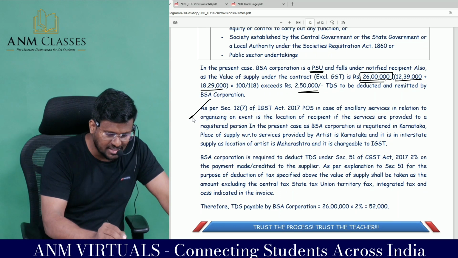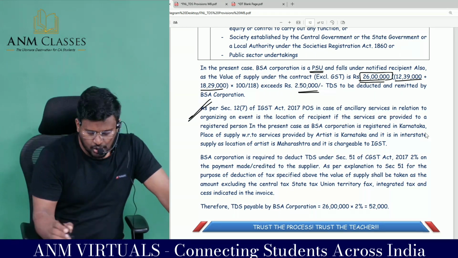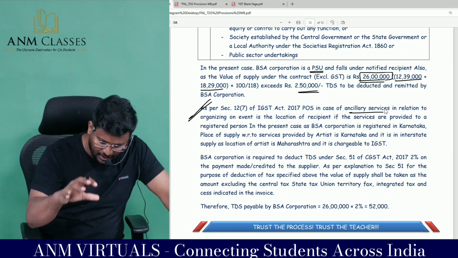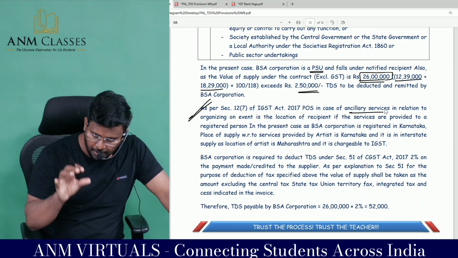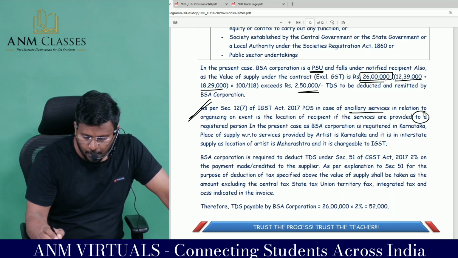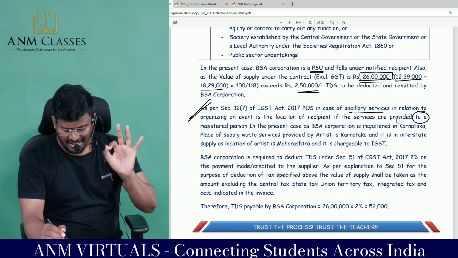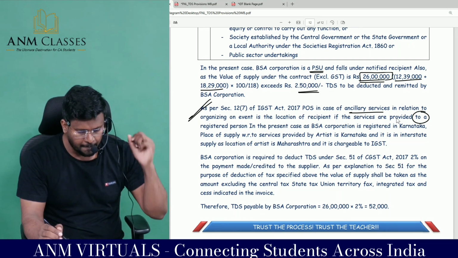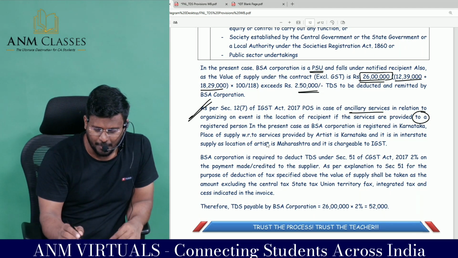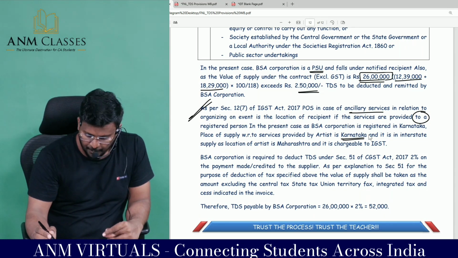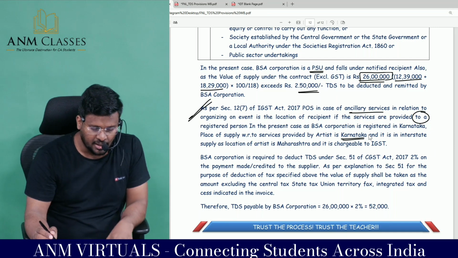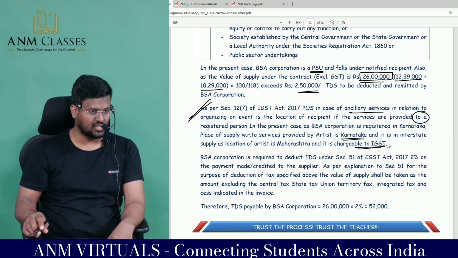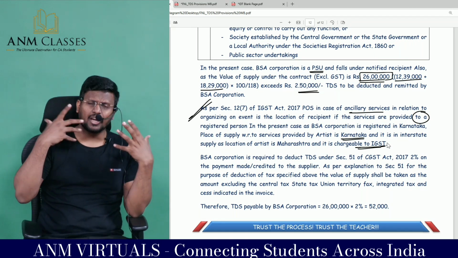As per section 12.7 of the IGST Act, place of supply in case of ancillary services in relation to organization of an event is the location of the recipient if the service is provided to a registered person. In the present case, as BSA Corporation is registered in Karnataka, place of supply with reference to service provided by artist is Karnataka. And it is an interstate supply as the location of artist is Maharashtra and is chargeable to IGST.